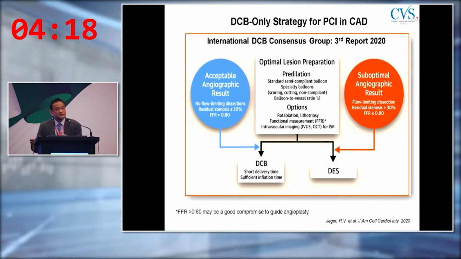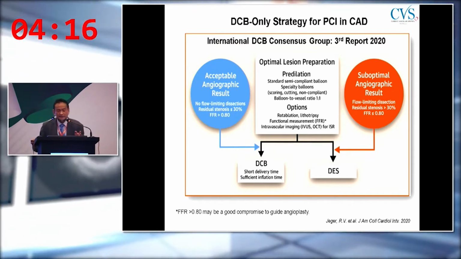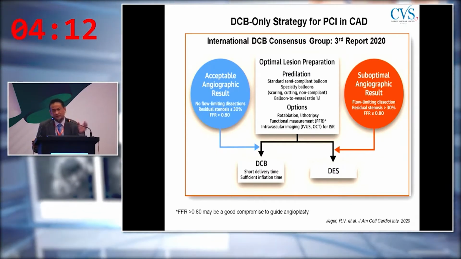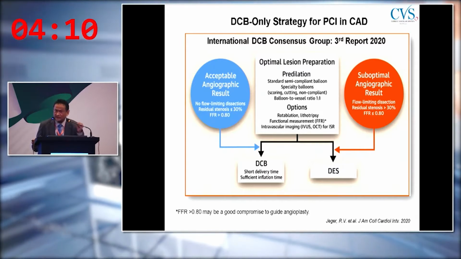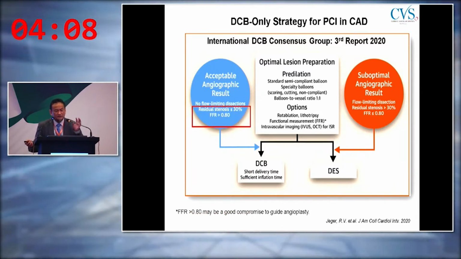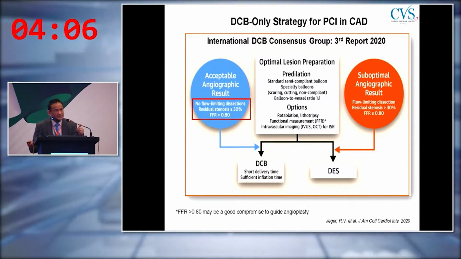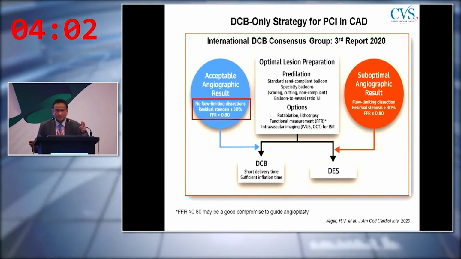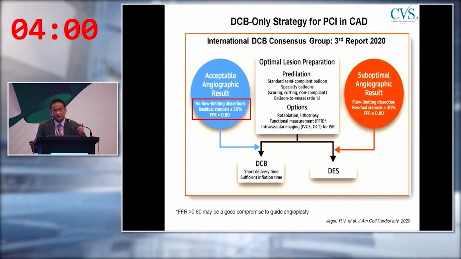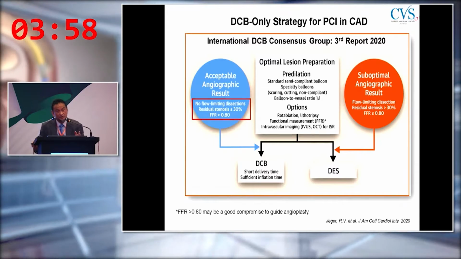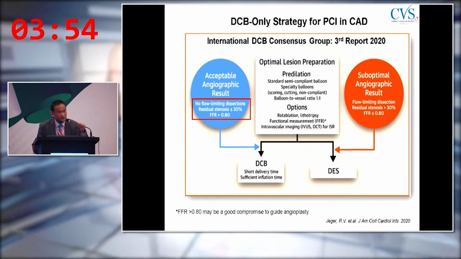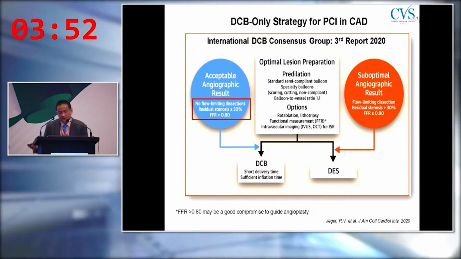Okay, so these are the current guidelines, and the guidelines suggest that optimal vessel preparation is key. It's very important. So you need to prepare the vessel very well. And once you have acceptable results, in this case, less than 30% residual stenosis, and dissection, if it happens, is non-flow limiting. If you use an FFR, then it has to be more than 0.8. If you have this, you can be confident of trying to put in a DCB. Otherwise, use a DES.